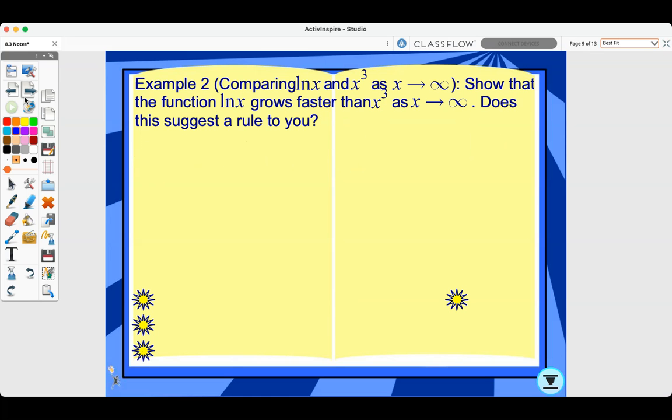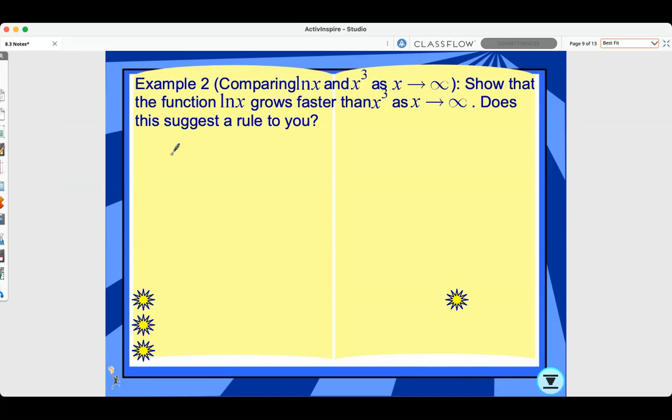Let's look at example 2. Compare the natural log of x and x as x approaches infinity. Show that the function natural log of x grows slower than x as x approaches infinity. So the limit as x approaches infinity of the natural log of x over x. Again, we need to use L'Hopital's rule. And I'd get 1 over x divided by 1. So this would be the limit as x approaches infinity of 1 over x, which equals 0.